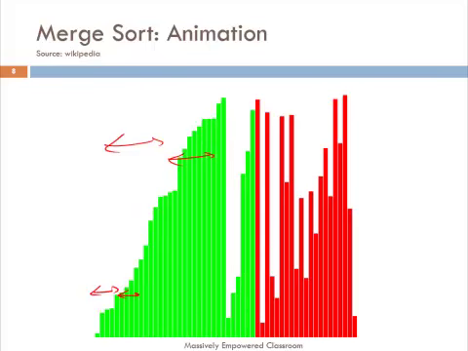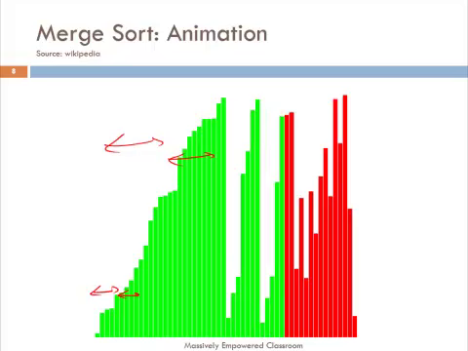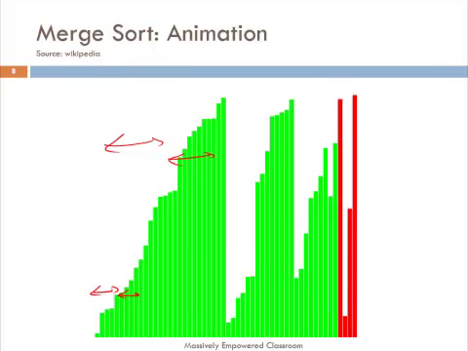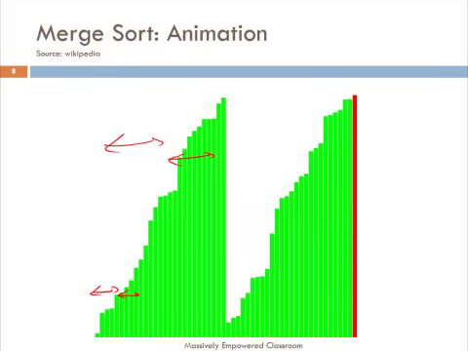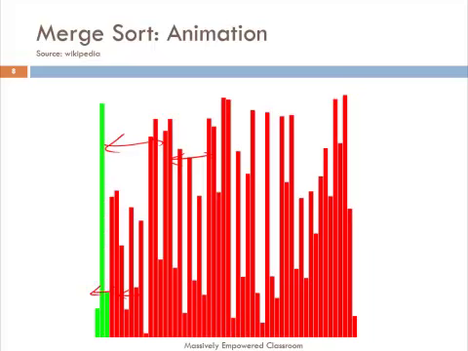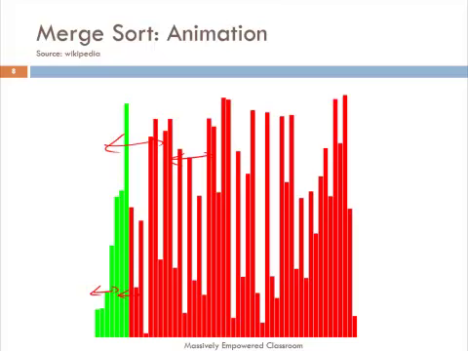So the first half is sorted now. The second half is getting sorted. One quarter of it got sorted. Now the last fourth got sorted. Now we have two halves sorted. They get merged to produce the entire sorted array. That's how merge sort works.